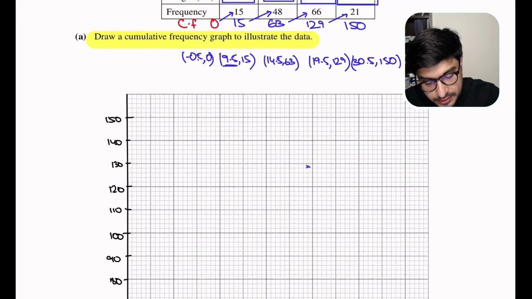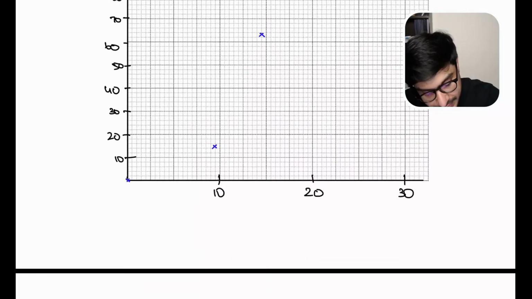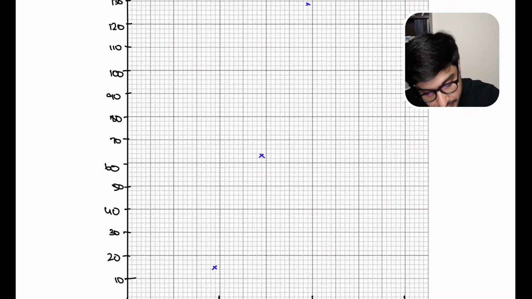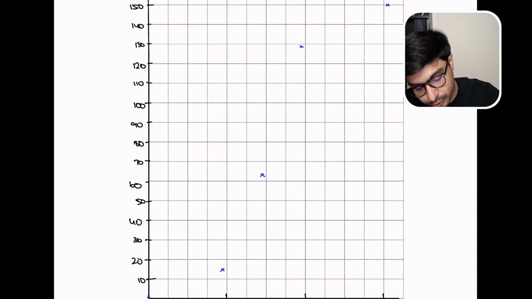Then what happens? Then what are they asking for? 30.5 pay, it's going to be 150. So 30.5 is going to be some point over here, and 150 is going to be somewhere over here. So it is going to be something like this, right? Now we have to just join these points.